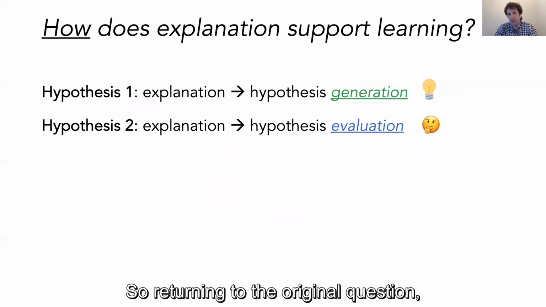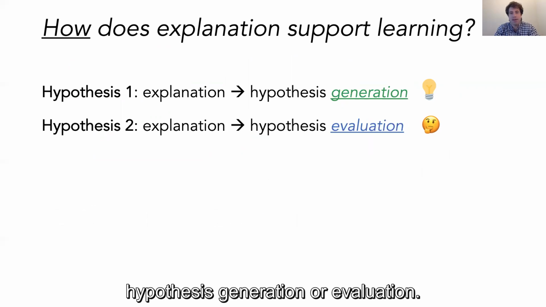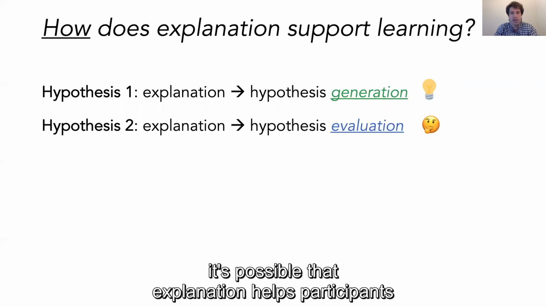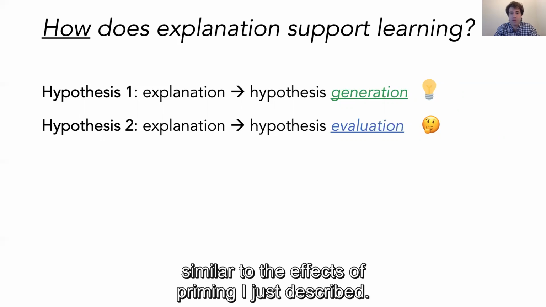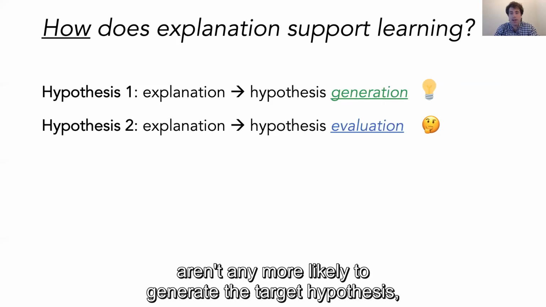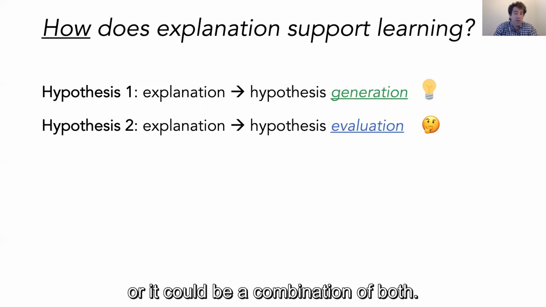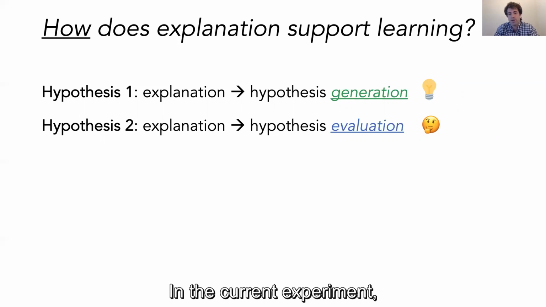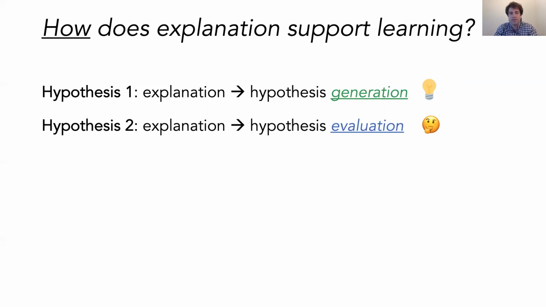So returning to the original question, our experiment used a similar paradigm to ask whether explanation primarily impacts hypothesis generation or evaluation. On the one hand, it's possible that explanation helps participants generate the target hypothesis, but has no impact on evaluation, similar to the effects of priming I just described. On the other hand, it could be that explainers aren't any more likely to generate the target hypothesis, but consider it more likely during evaluation. Or it could be a combination of both. In the current experiment, we test these possibilities with a novel category learning task performed with adults.